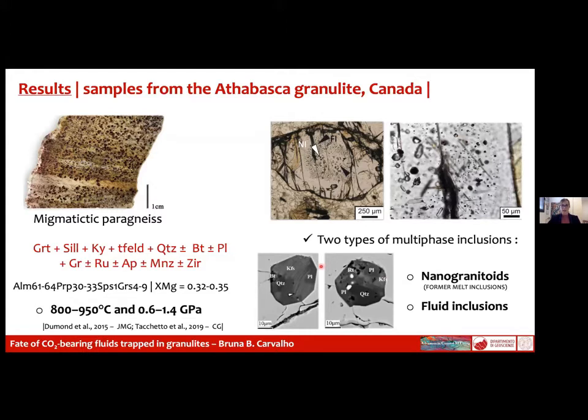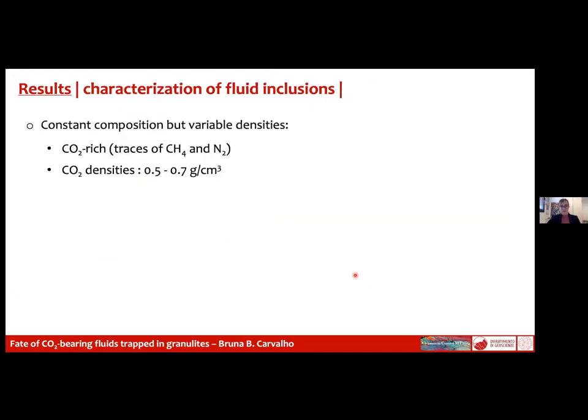So these former melt inclusions crystallized into a cryptocrystalline aggregate of granitic assemblage, here with plagioclase, K-feldspar, quartz, biotite, sometimes with rutile as well. And the fluid inclusions are multiphase. In this case, the fluid phase has a CO2-rich composition with traces of methane and nitrogen, and the CO2 densities are variable and below what is expected for the PT conditions of entrapment.